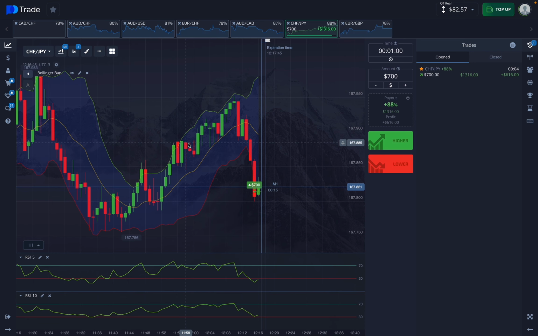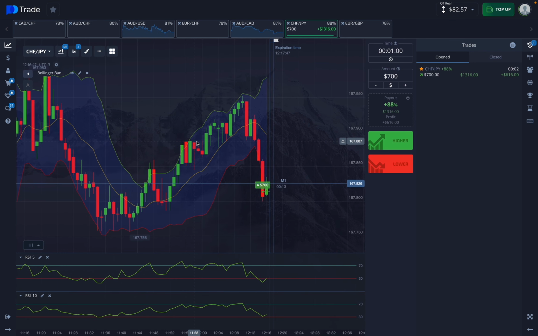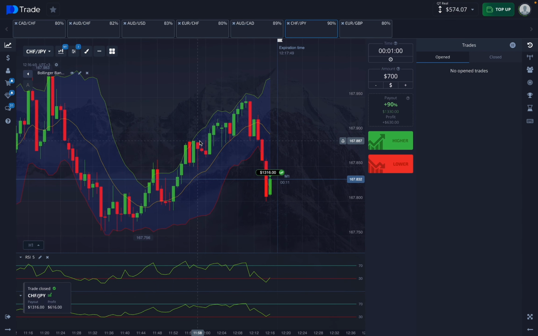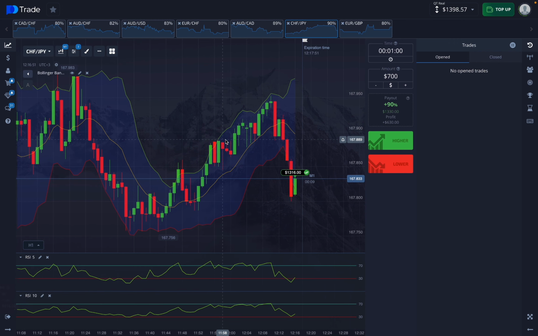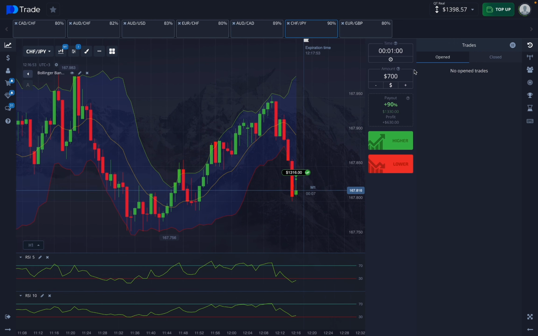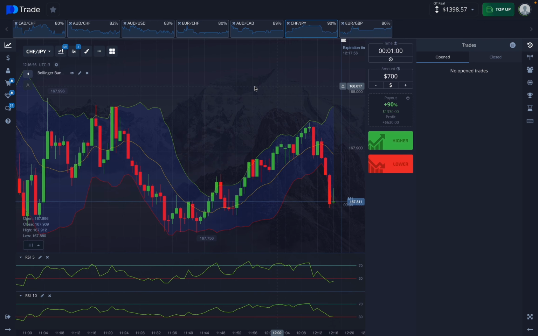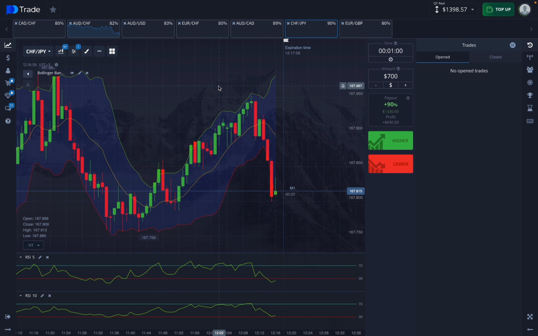And our trade is closed in plus for $500. We are already in plus. A relatively excellent entry was selected here. Let's bet the amount of 1,000, and we will open probably the final transaction for today. Let's select the next currency pair.